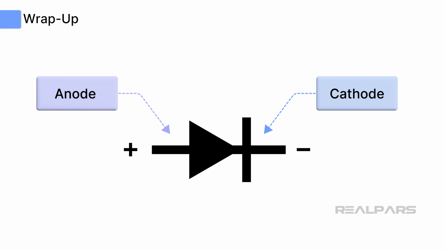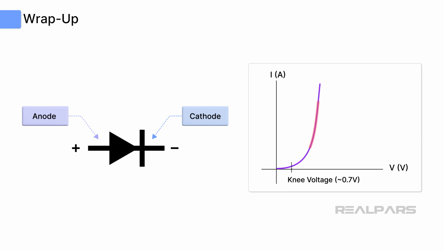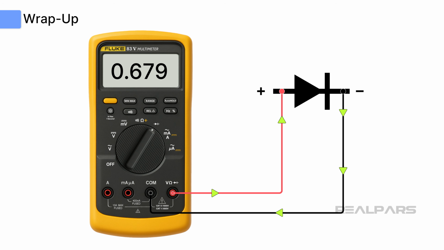The diode has two terminals, the anode and the cathode. Once the knee voltage is reached, a diode offers very low resistance to the flow of current. The DMM's diode test function works by sending a constant current through the diode and then displaying the voltage dropped across it. A conducting forward-biased silicon diode will have approximately 0.7 volts dropped across it.